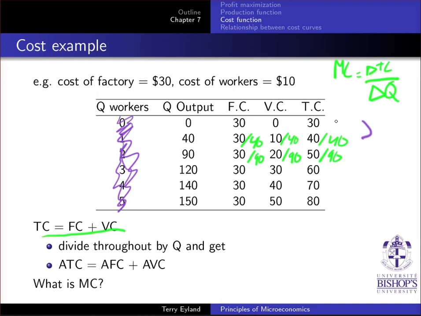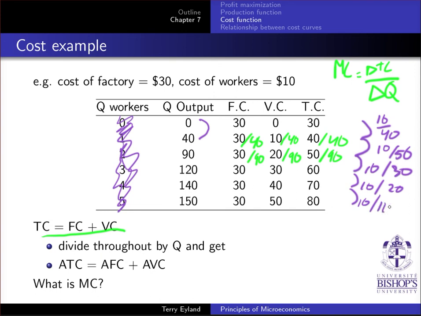So if I go from this point to this point, I'm going from 0 to 40 output. So what do I have? Well, I have an increase in 10 of costs for an increase in 40 of output. Okay. Over here, from here to here, I still have an increase in 10 of costs for an increase of 50 in output. Still an increase of 10 for an increase of 30. An increase in 10 for an increase of 20. Increase in 10 for an increase in 10.